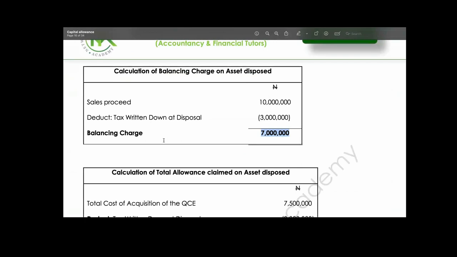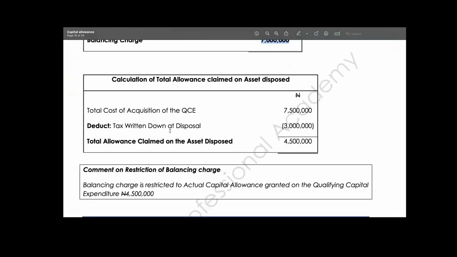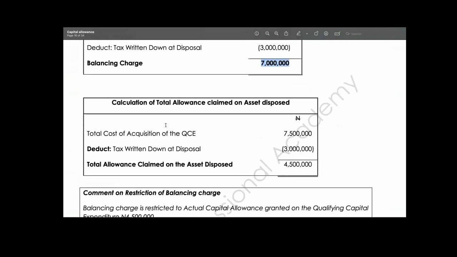To compute the cost of acquisition, how much you bought this asset for, is going to be the total cost less tax written down value. You will get the allowance claimed on your assets. You remember, we said your balancing charge shall not be more than total allowance claimed on the assets. So, how do we get the allowance claimed on the assets? It's by saying the total cost of the assets less tax written down value at disposal, you will get your total allowance on the assets.